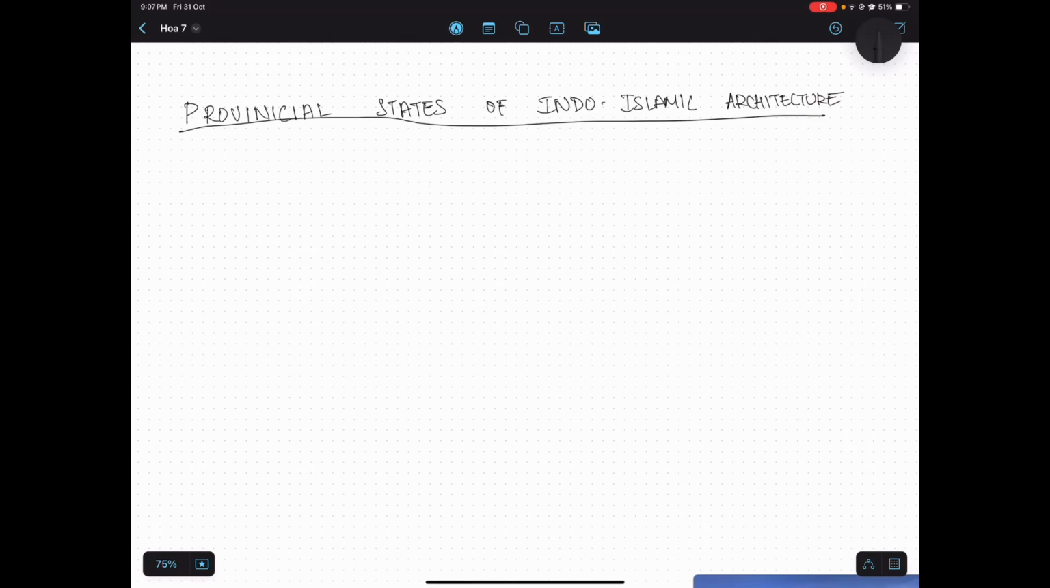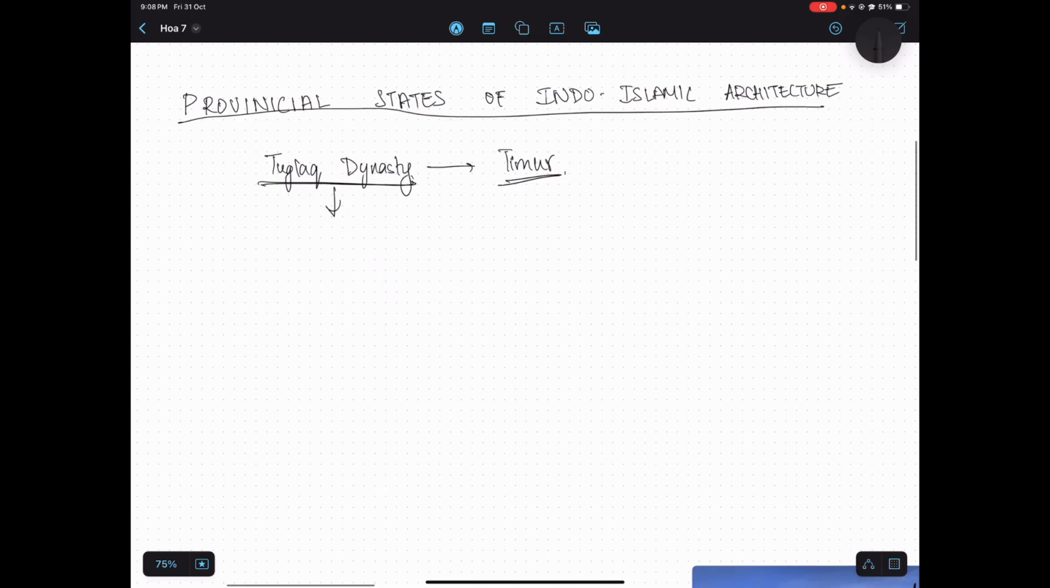Let's start with the provincial states of Indo-Islamic architecture. So what does that mean? Basically, we know that the Tughlaq dynasty was invaded by Timur of Samarkand, and after he invaded, it weakened a lot in its power. Several other provincial ministers that were attached to the sultanate, to the Tughlaq dynasty, sought independence, and they had their own power going on. So we are going to talk about those provincial states now.